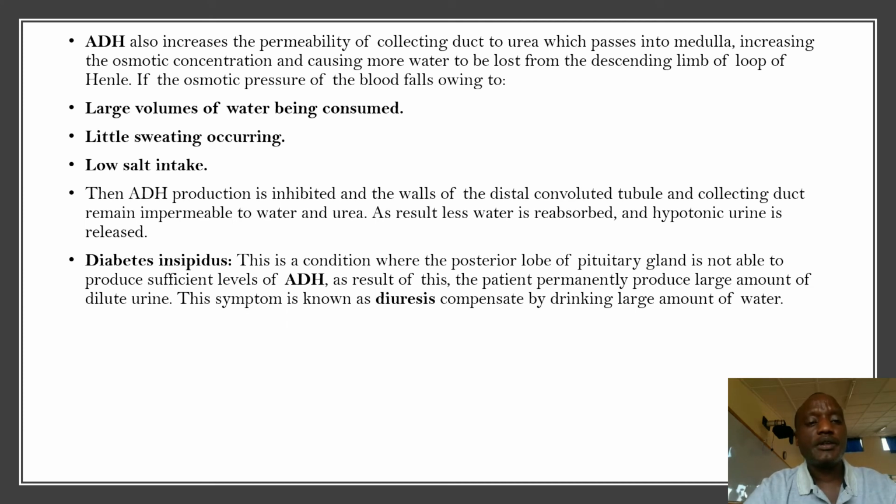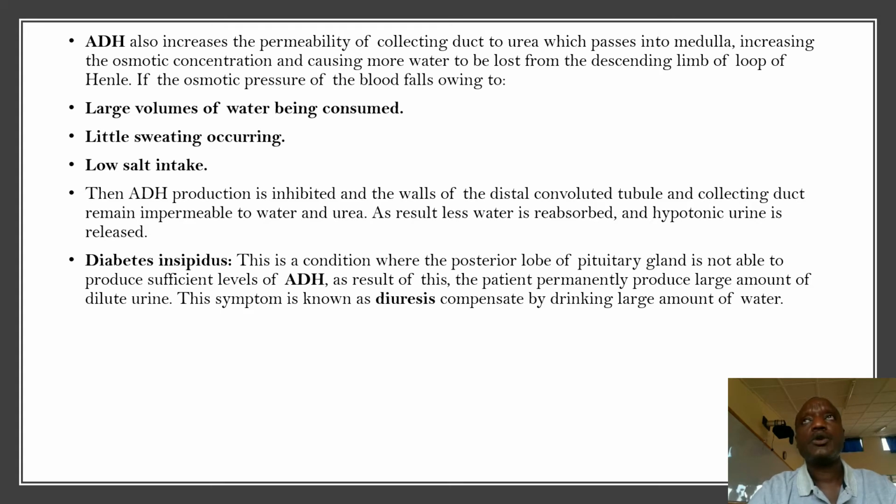Again, let us see the effect of ADH hormone. The role of ADH here is to increase the permeability of the collecting duct to urea, which passes into the medulla. So now, the increase in osmotic concentration causes more water to be lost from the descending limb of the loop of Henle. So that is another effect.